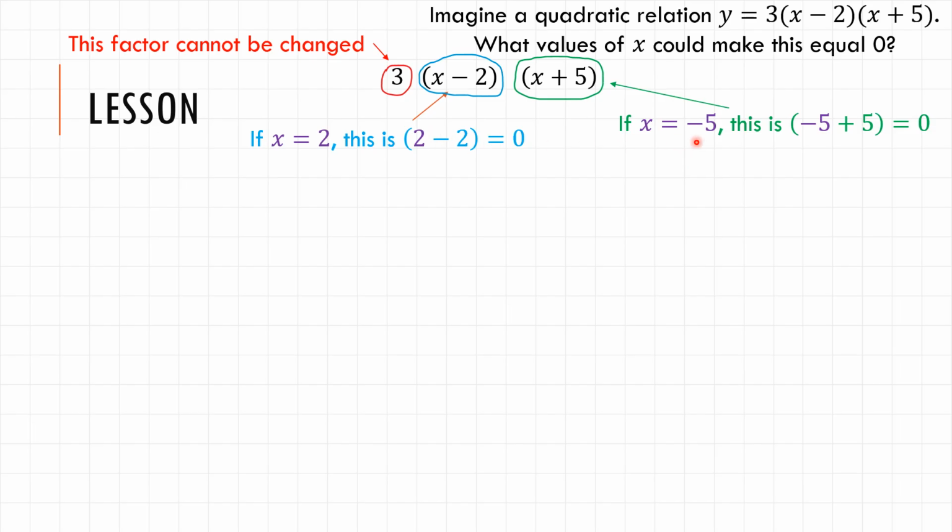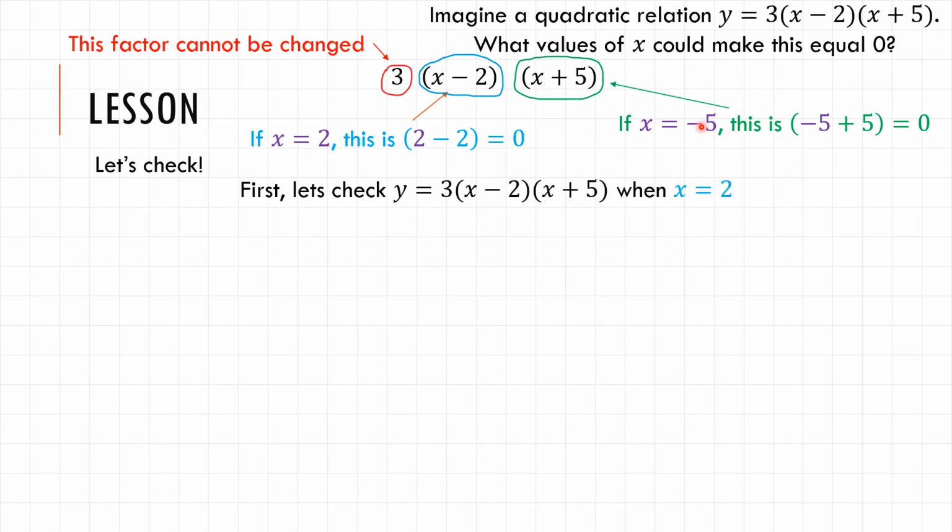So let's check whether or not we were actually correct. Will all of this, 3 times x minus 2 times x plus 5, actually equal 0 if x is 2 or if x is negative 5? Let's see. First, let's check x equals 2. I'm going to take this equation and plug in 2 for x. So this would be 3 times 0, and 2 plus 5 is 7, times 7. 3 times 0 is 0, and 0 times 7 is 0. So in fact, that is true.